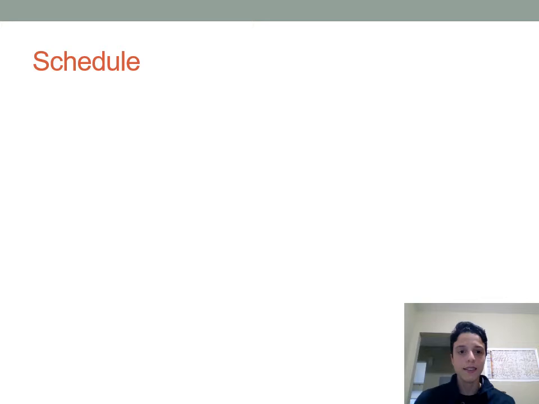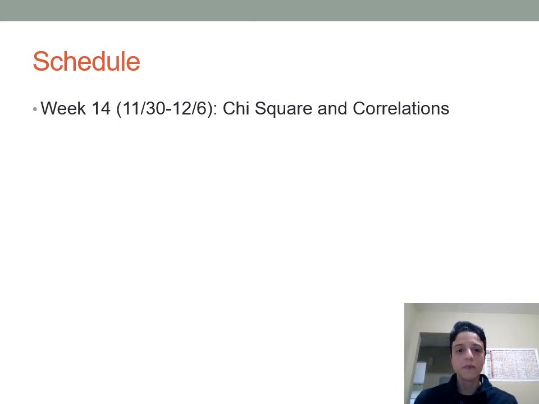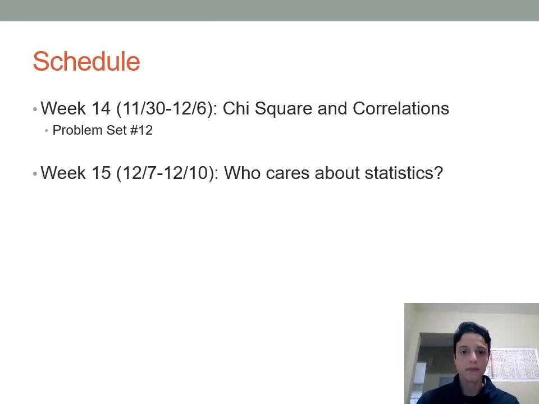So this is the same slide as in the last lecture, but just with a couple things deleted here. So we have this week, which is week 14, where we're going to be talking about the chi-square tests and correlations. This week, problem set number 12 is going to be due, and if you remember, that is the last required problem set for the course. Week 15, which is going to be the week after that. The topic is who cares about statistics? The answer is me, but we're gonna talk about some applications and just things to look out for if you're ever reading anything statistical or watching the news or stuff like that.